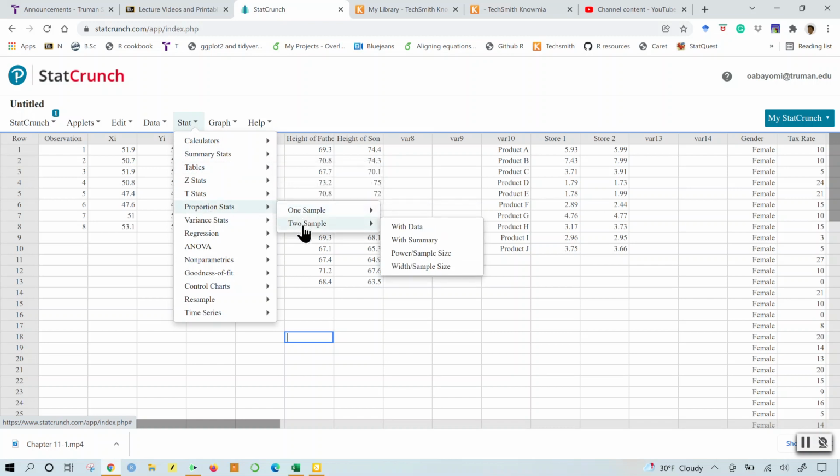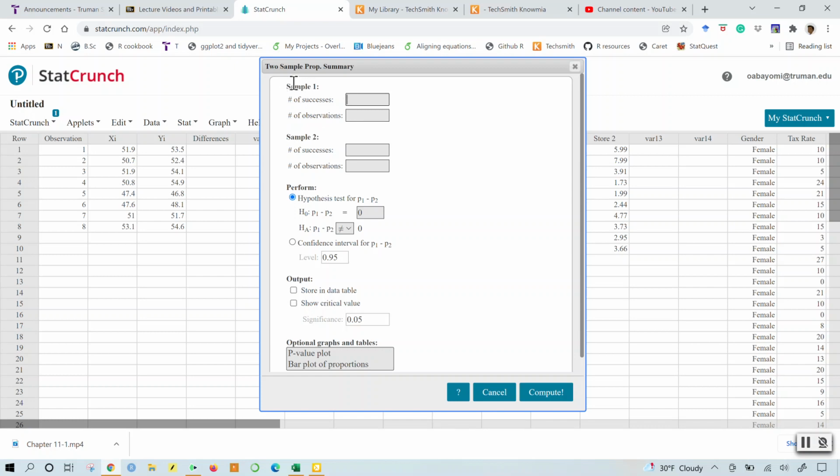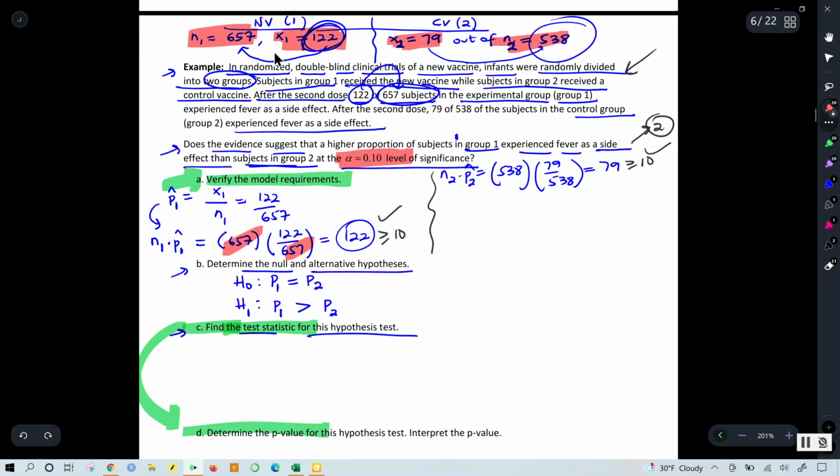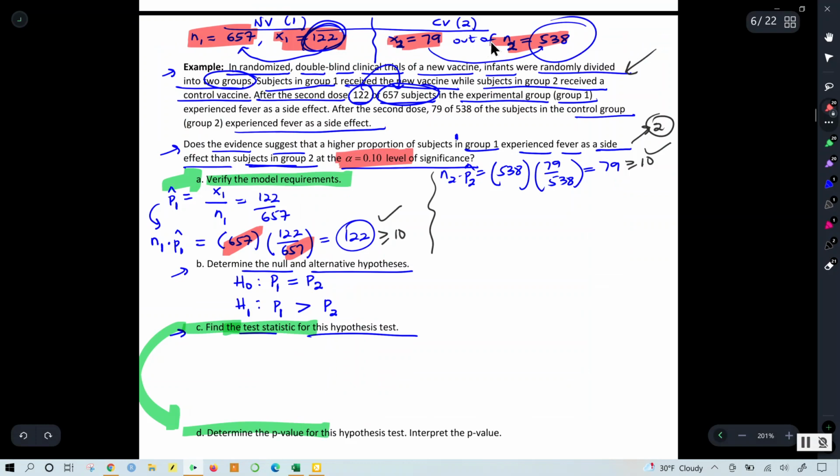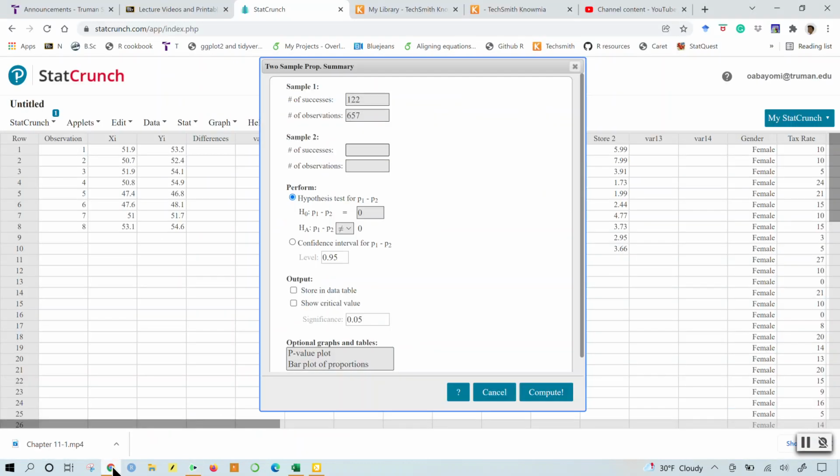This time, Two Sample. Then go to With Summary, because this data set has been summarized. We do not have data in columns. Click on With Summary. Then in sample 1, you want to note that that will be 122 out of 657. So let's type that in, 122 out of 657. Then for sample 2, what do we have? We have 79 out of 538. So 79 out of 538.